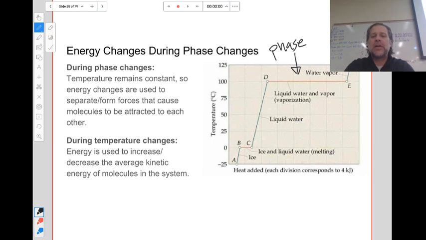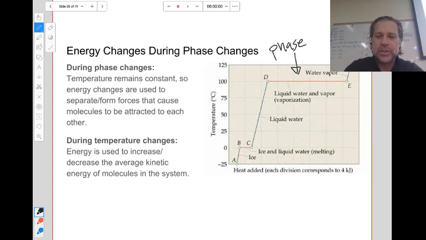So from D to E would be a phase change, and from B to C would be a phase change. The temperature stays the same because we're trying to get all of the substance in question, in this case water. All of the water has to be vaporized in order for the temperature to go up. We're adding energy until we break all of those forces of attraction.